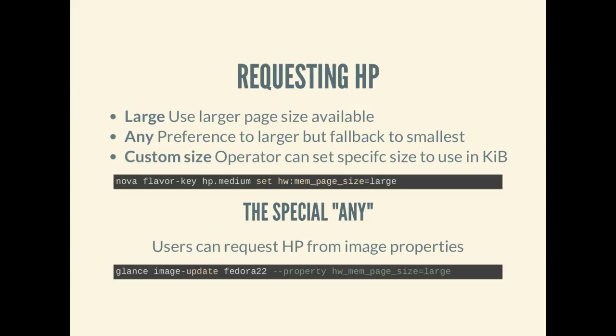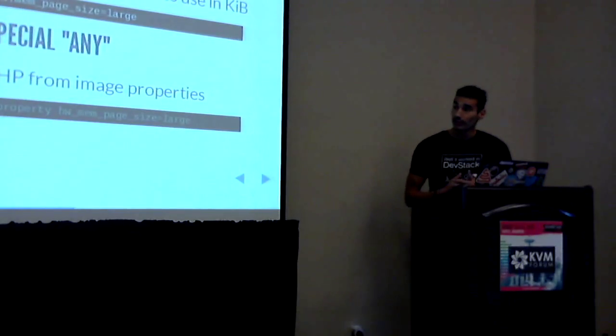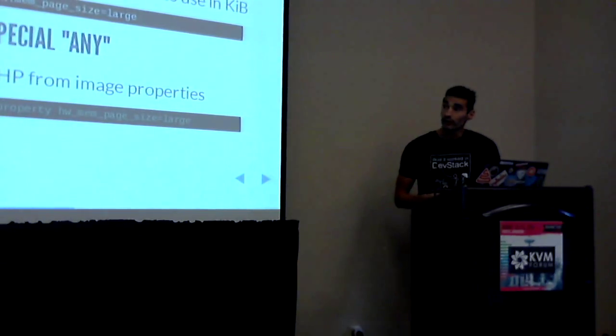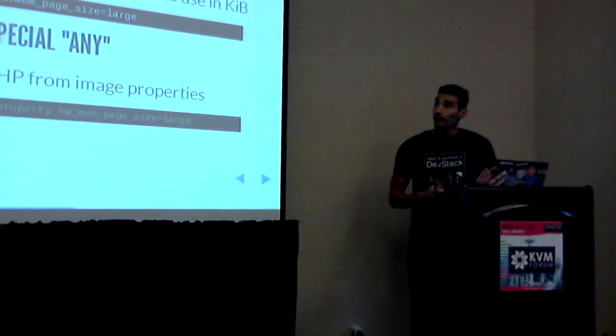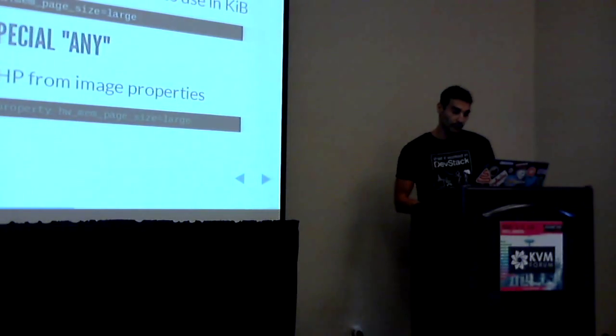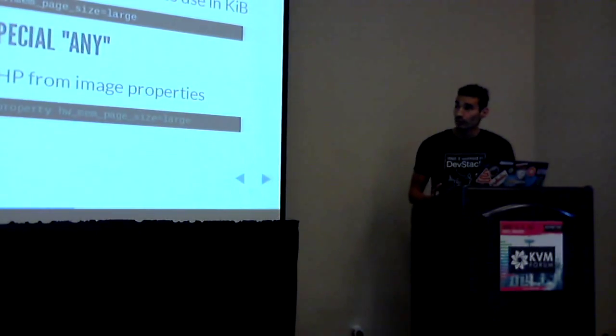To request huge pages with Nova, it's easy. You have to set a special property on the flavor. So the operator will have several options: large, any, or custom size. When you want to put an instance with its memory backed with huge pages, you need to use large. If you just have a preference to use huge pages, you may use any. It will fall back to the smallest page size available on the host if it's not possible to handle the large request.